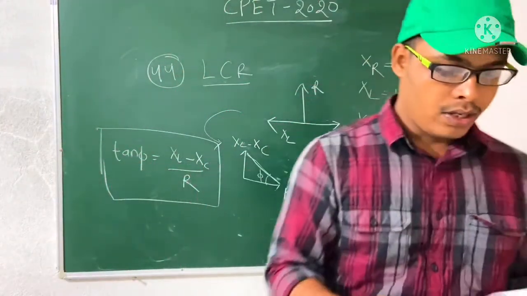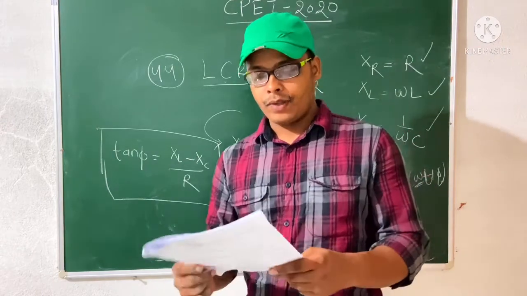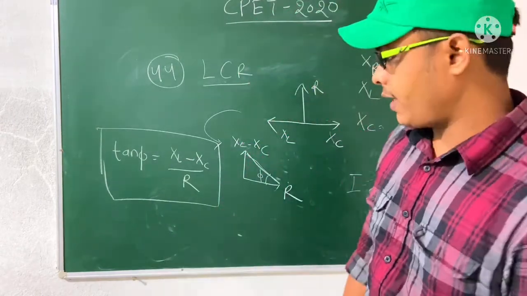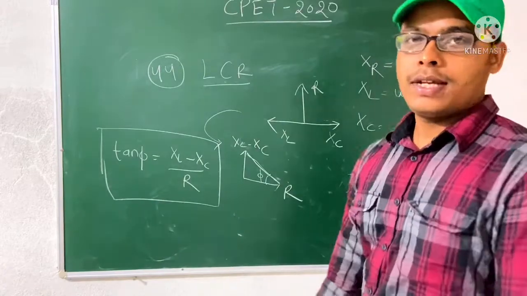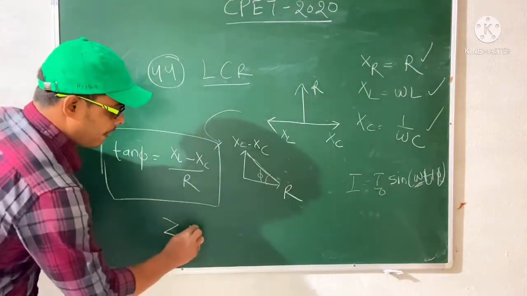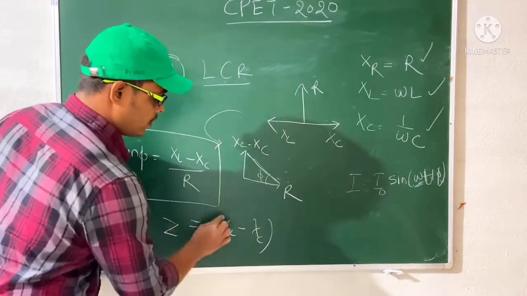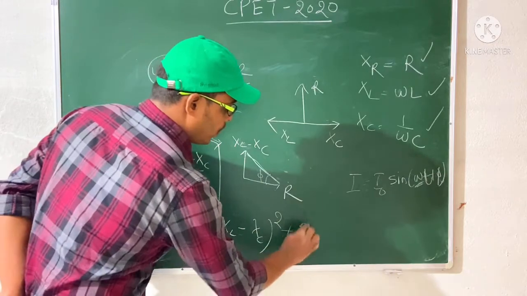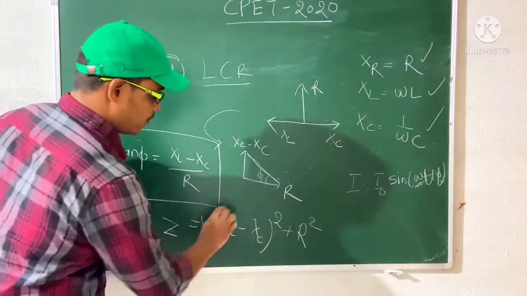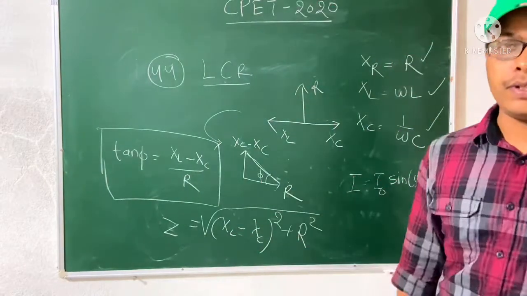So this is nothing but your option A. Option A, question 44. So phi equals tan inverse of XL minus XC by R. And one more important thing, what will be the impedance here? So remember, that is the square root of XL minus XC whole square plus R square. So this is the impedance. That means the final resistance of the circuit.